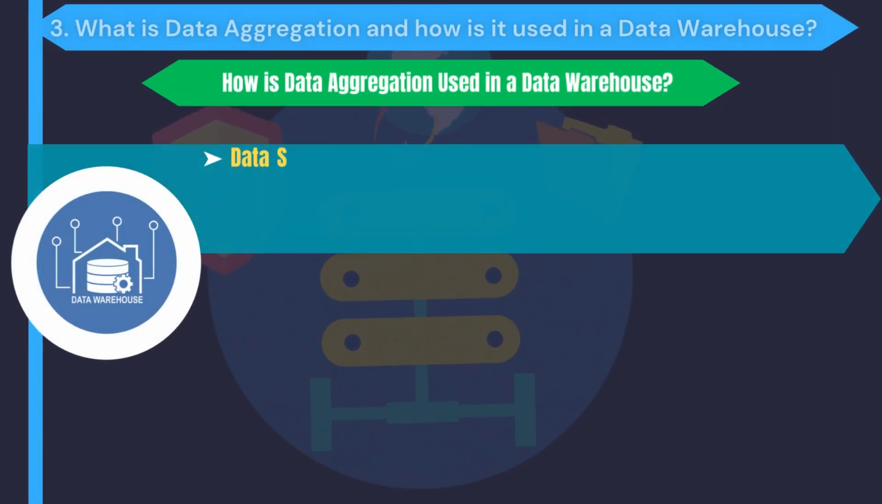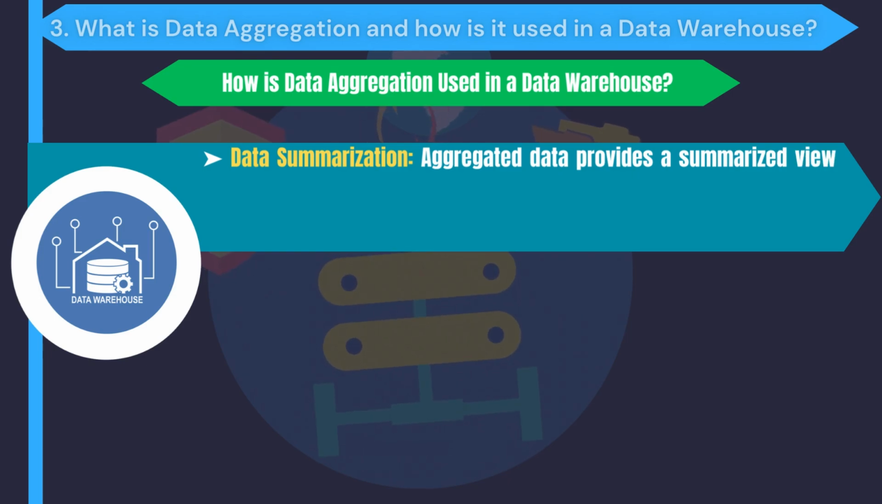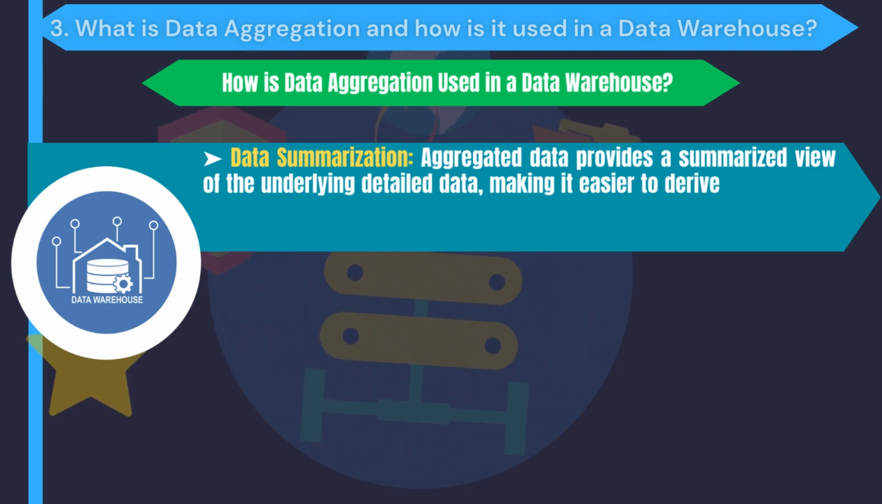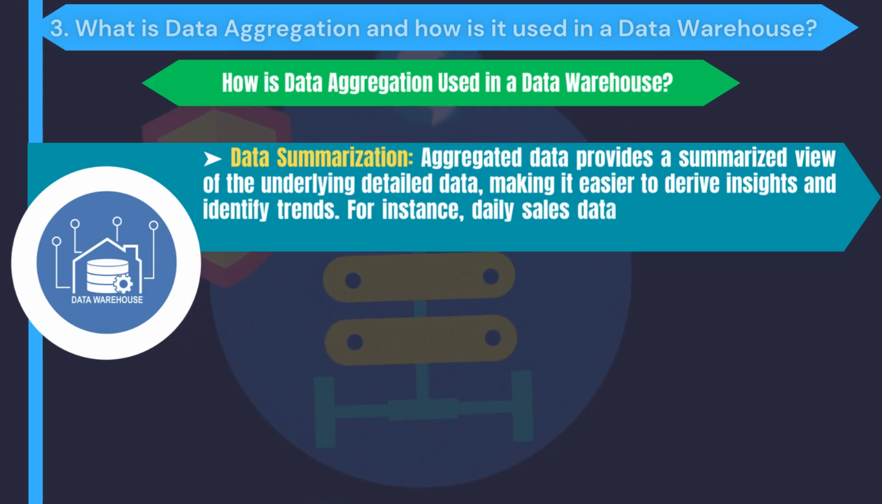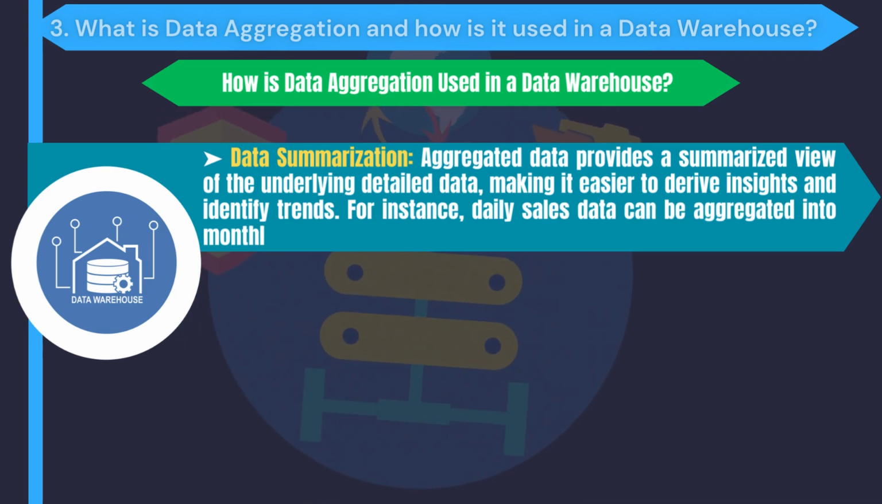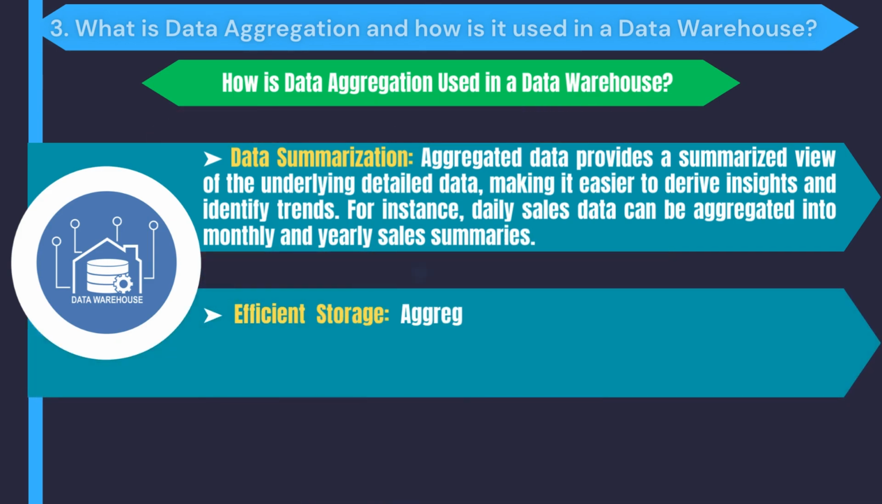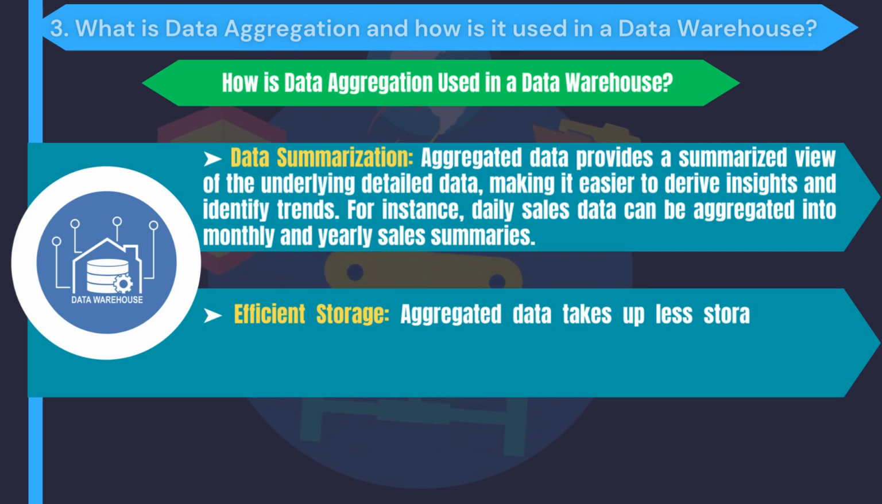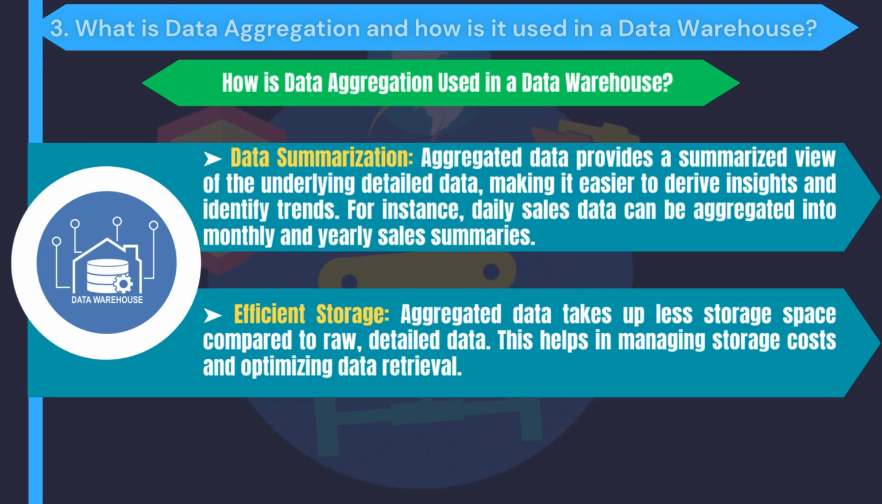B. Data summarization. Aggregated data provides a summarized view of the underlying detailed data, making it easier to derive insights and identify trends. For instance, daily sales data can be aggregated into monthly and yearly sales summaries. C. Efficient storage. Aggregated data takes up less storage space compared to raw, detailed data. This helps in managing storage costs and optimizing data retrieval.